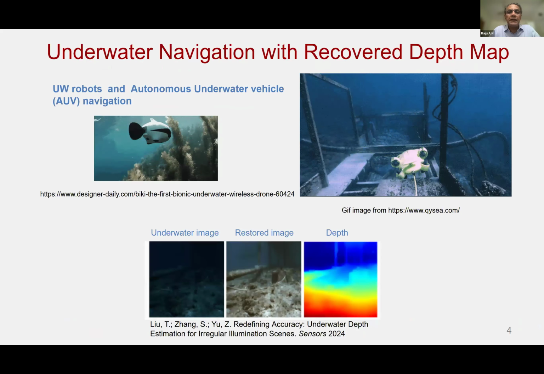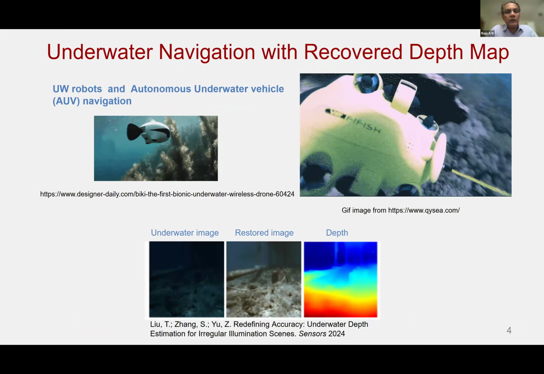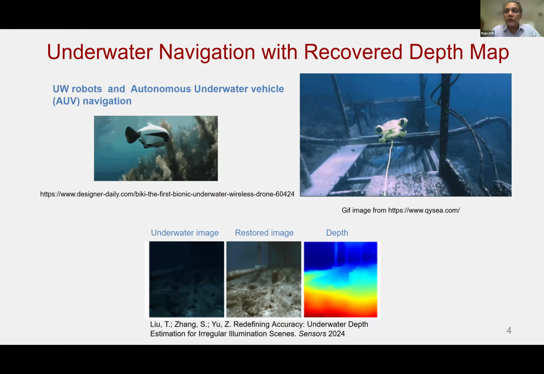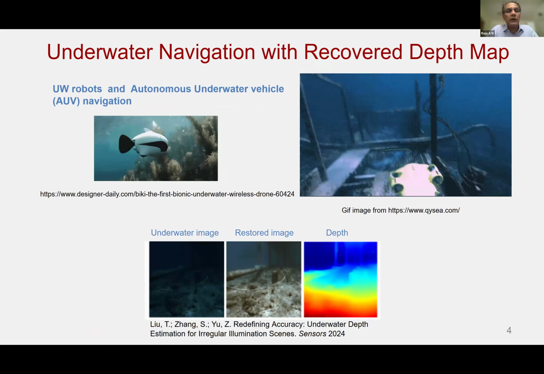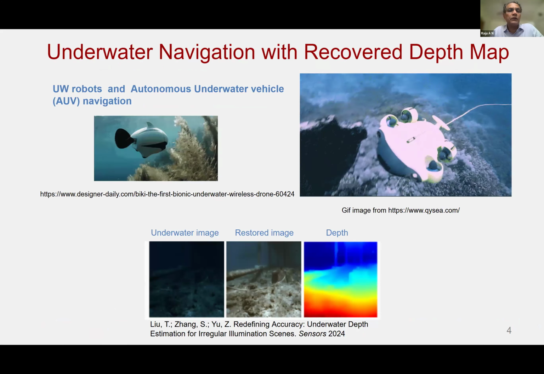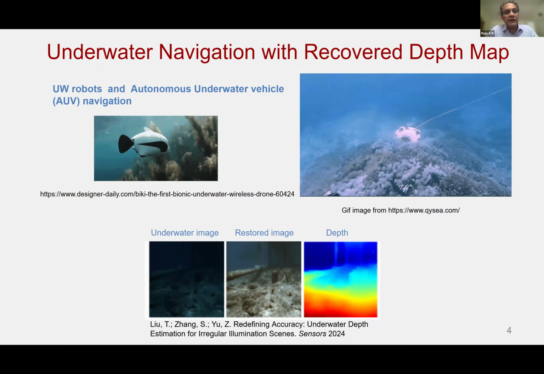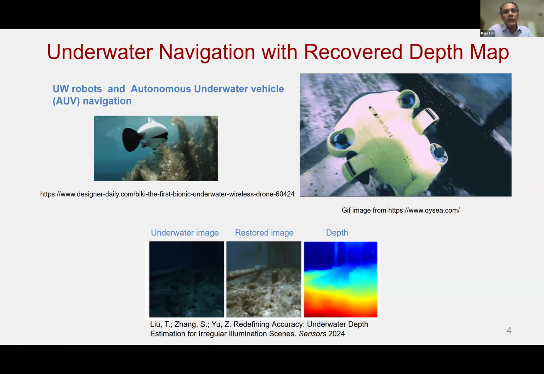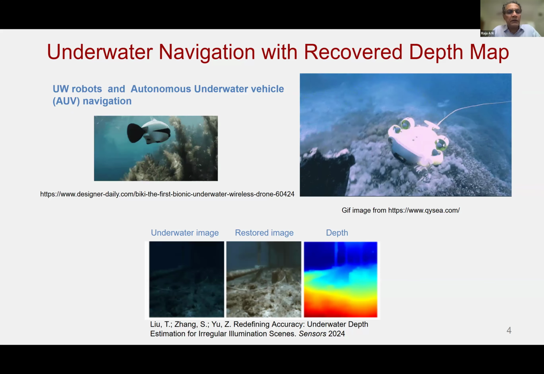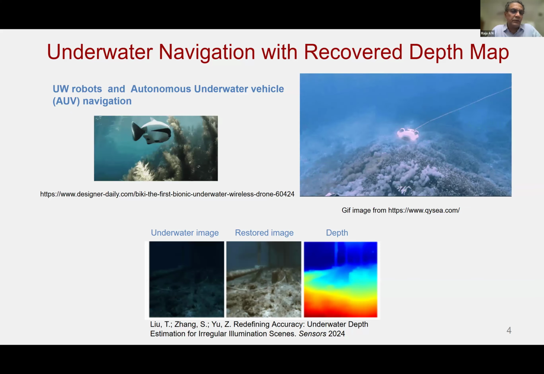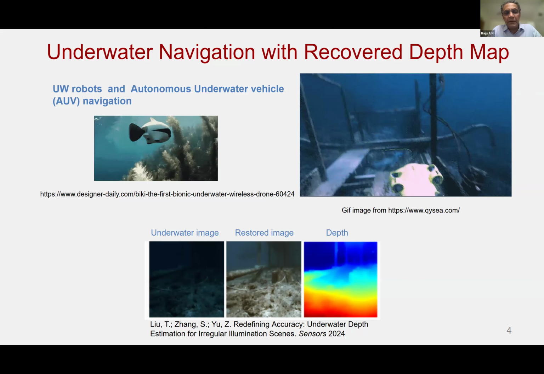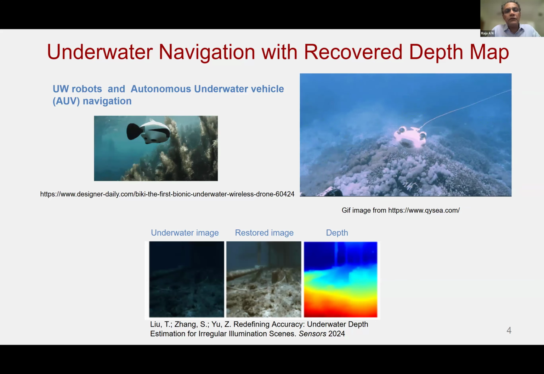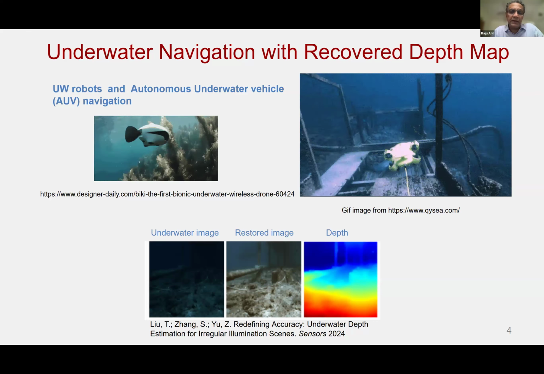Now, you also need depth, for example. The previous tasks would not really need depth, but when you want to navigate, when you have a robot, an unmanned underwater vehicle that is going around, in addition to the image you also want to know where you are and where the obstacles are in front of you. That means you need a depth map, which should actually be good. And we know that predicting a depth map given a degraded image, as you would typically get from an underwater camera, will not be an easy task. Again, one would like to get both a restored image as well as a depth map.